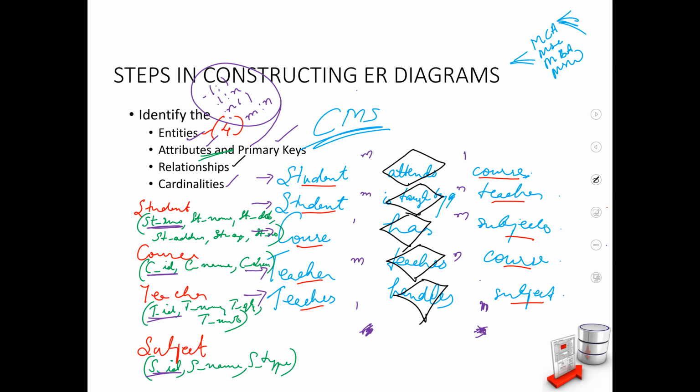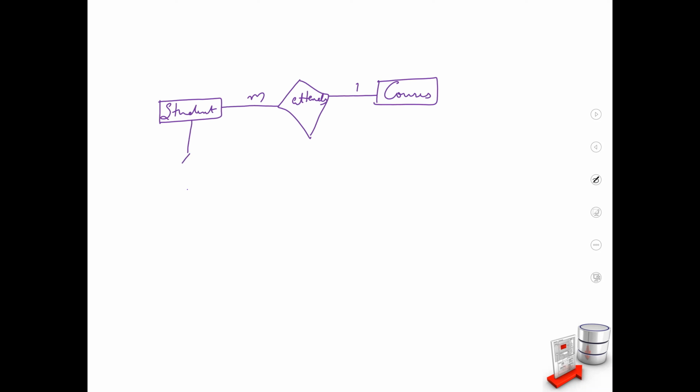Now let's see the next one. What have you written? You have written student is taught by a teacher. That is the second sentence you have written. So I have it like this: Student taught by a teacher. Okay, and it was an M is to N relationship.